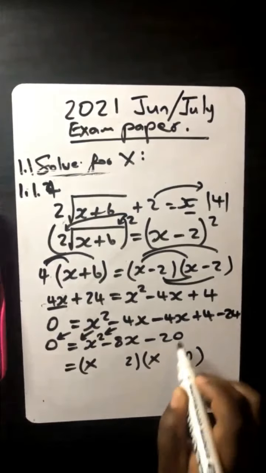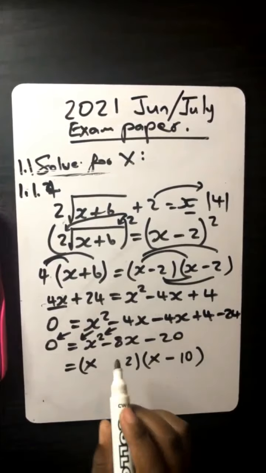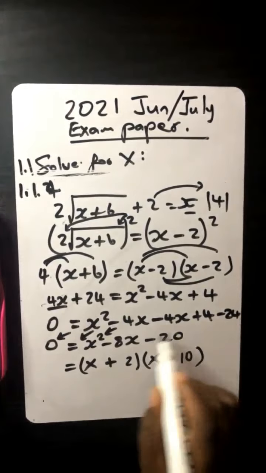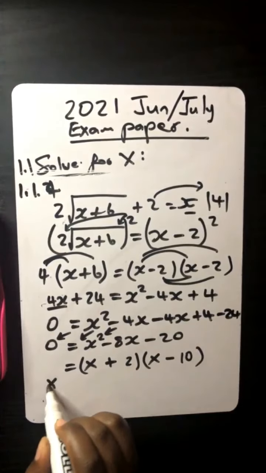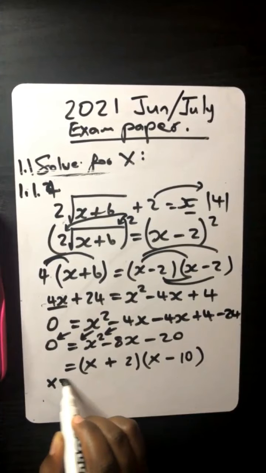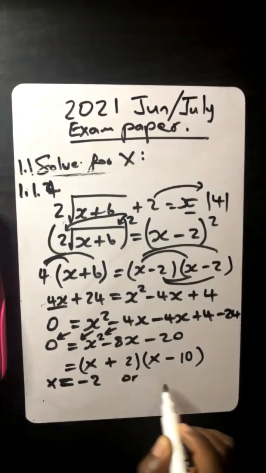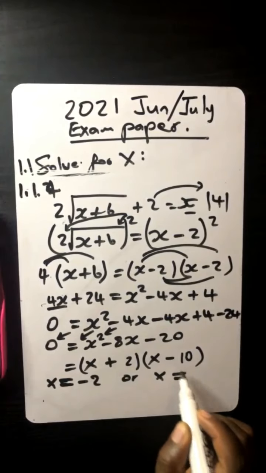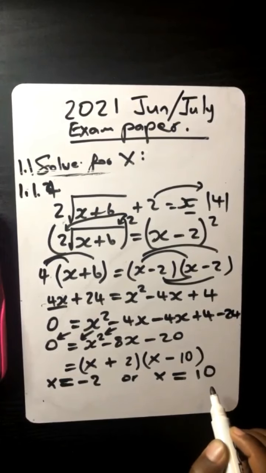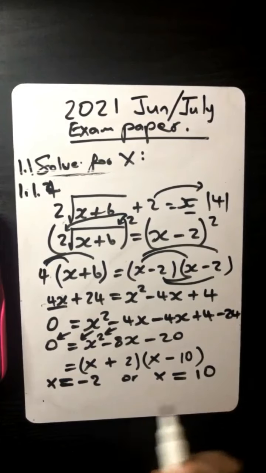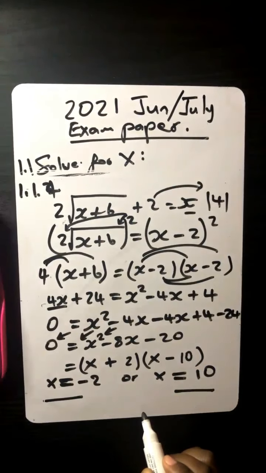10 and 2, when multiplied together, will give us 20. The bigger number takes the sign of the middle term, and again, for us to have a negative 20, that's if you multiply by a positive 2. So that means x plus 2 equals 0, transposing, it's negative 2, or x minus 10 equals 0, transposing, it becomes positive 10.